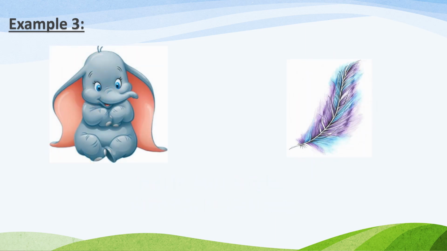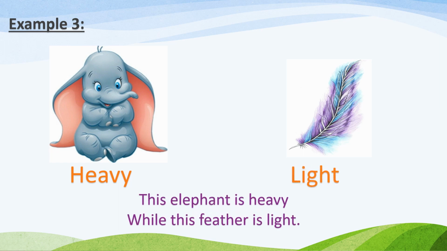Example 3, we have here elephant and feather. Elephant is heavy or light? Elephant is heavy. Feather is heavy or light? Feather is light. Then this elephant is heavy while this feather is light.